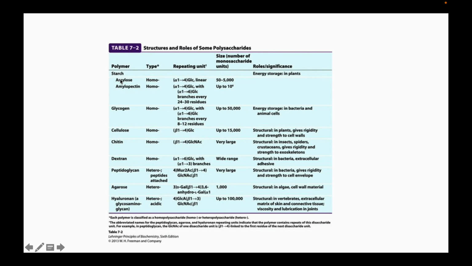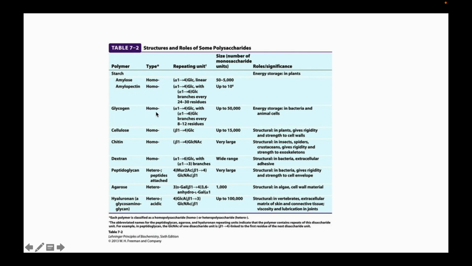So starch, as I mentioned earlier, is a homopolymer, right? It's a homopolymer of alpha 1,4 linked glucose. A linear polymer is known as amylose, whereas a branched one, with branching at the 6th glucose, is known as amylopectin. So the branching occurs at 24 to 30 residues in starch. And starch is an energy storage in plants.